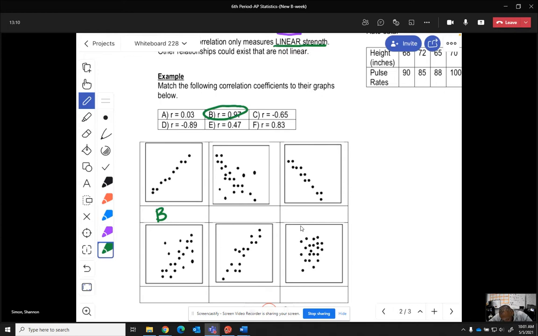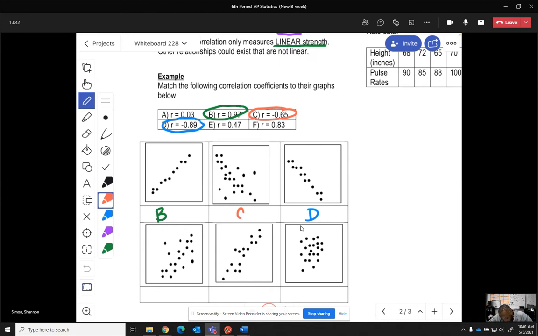If I look at this one, this is a negative correlation. The next one to it is also negative. This one is more negative than this one. This one is closer to a line than that one. So look at my negative values. I have a negative 0.89 and a negative 0.065. The one that is closer to the line, closer to -1, is going to be this value right here. So that's going to be D. And this one will be C.